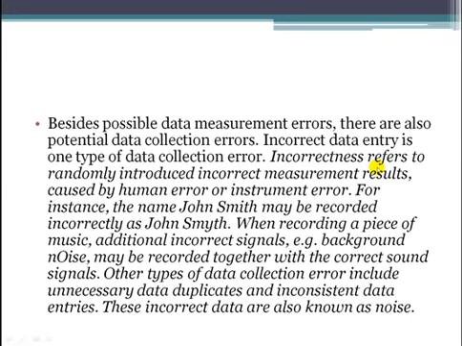Incorrectness refers to randomly introduced incorrect measurement results caused by human error or instrument error. For instance, the name John Smith may be recorded incorrectly as Jon Smith. When recording a piece of music, additional incorrect signals, for example background noise, may be recorded together with the correct sound signals. Other types of data collection error include unnecessary data duplicates. You might have duplicates that weren't supposed to be there, and inconsistent data entries. These incorrect data are also known as noise. Okay, so we talk about incorrect data as noise.